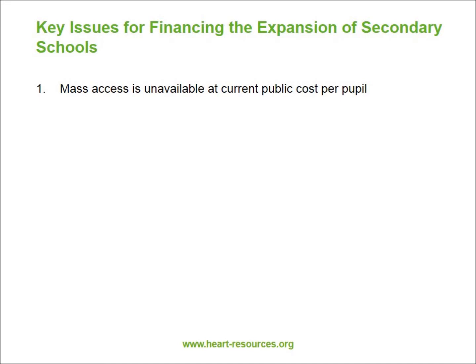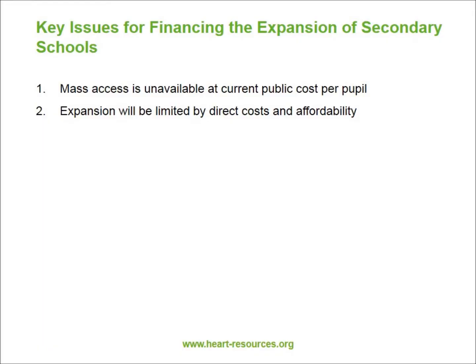So first of all, what are the key issues then in financing expanded access? The first key issue is that mass access to secondary schooling is unavailable at current costs. In sub-Saharan Africa, the cost of secondary schooling is about 4 times on average that of primary schooling per child. And in some countries it's higher than that. At those cost multipliers, universal access is simply not affordable. Costs have to come down to less than twice as much as the level they are per child at primary school. So reforms are necessary that reduce costs without damaging quality.